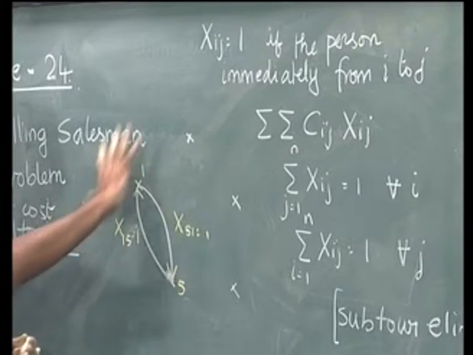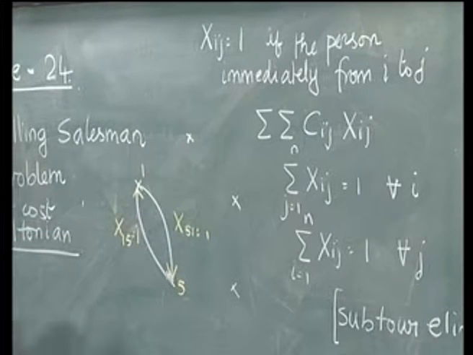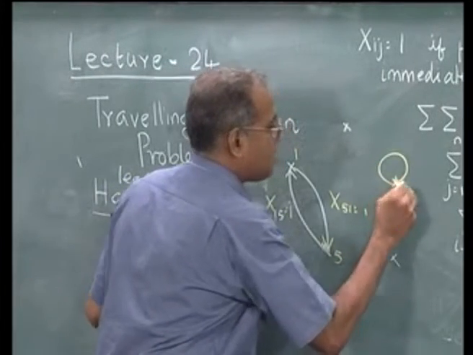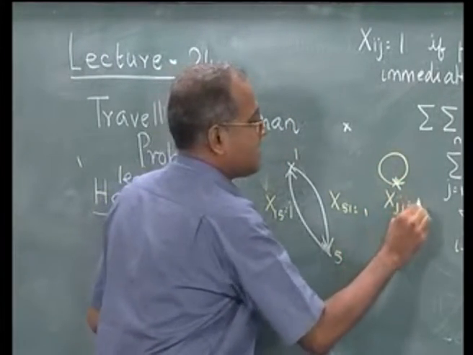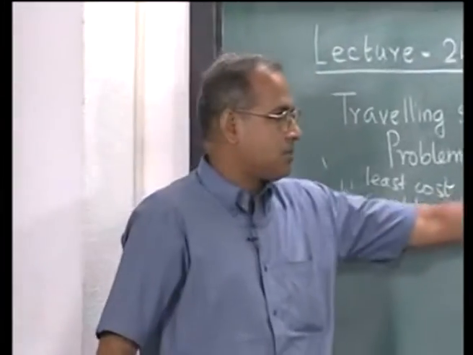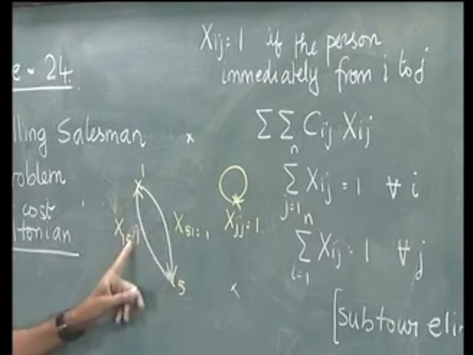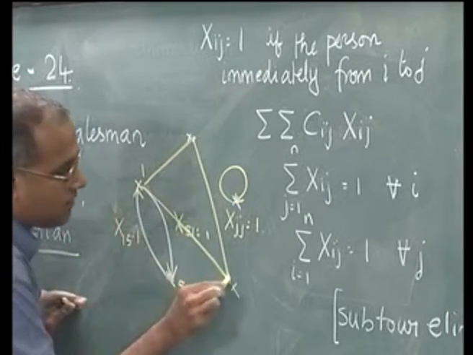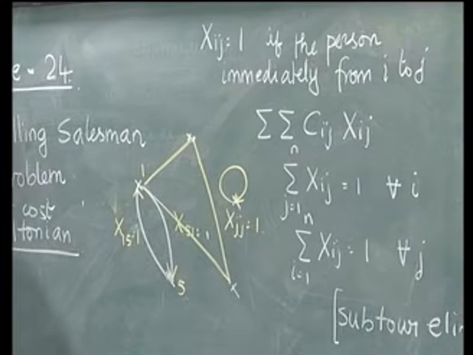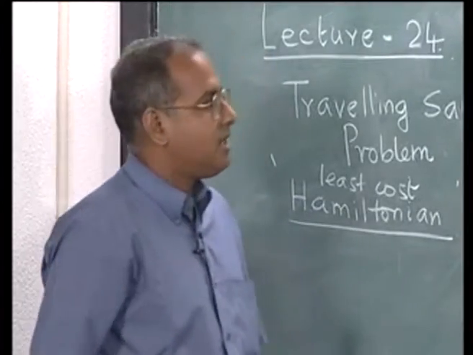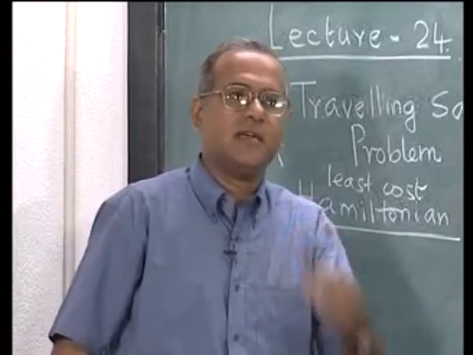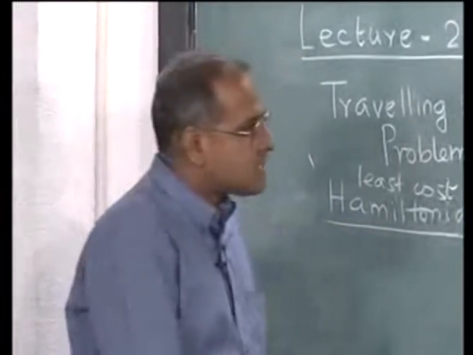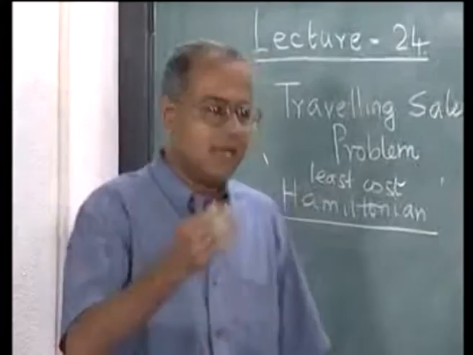Now, if we have a 5 city TSP, we could have a subtour of length 1, that is, you may have Xjj equal to 1, which is called a subtour of length 1. This is a subtour of length 2, and something like this is a subtour of length 3. We could have a subtour of length 4 and so on. So, we could have subtours of several lengths starting from 1 to n minus 1 if we are looking at an n city travelling salesman problem, and each of these subtours should be eliminated.